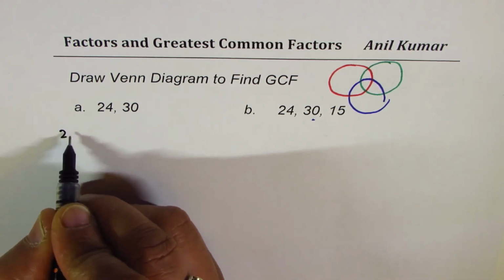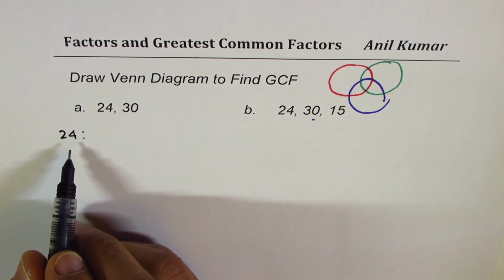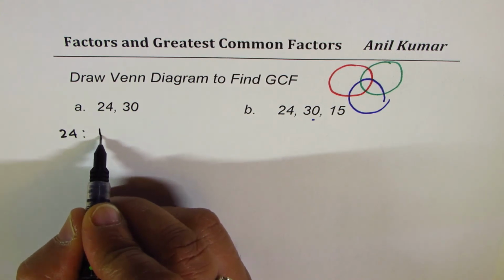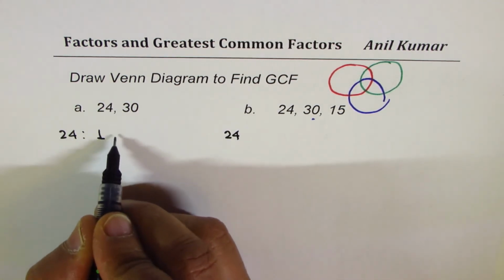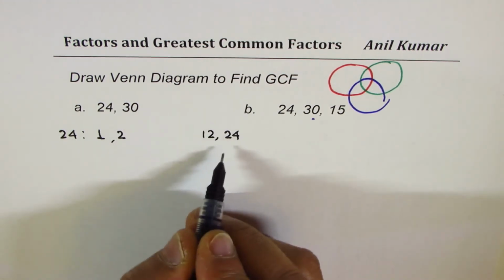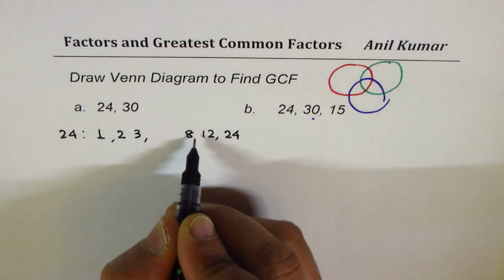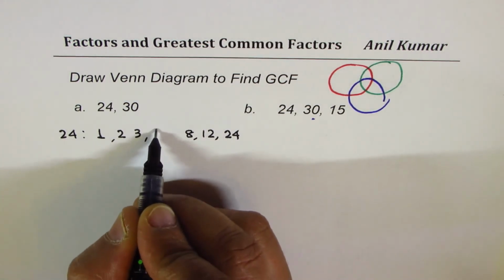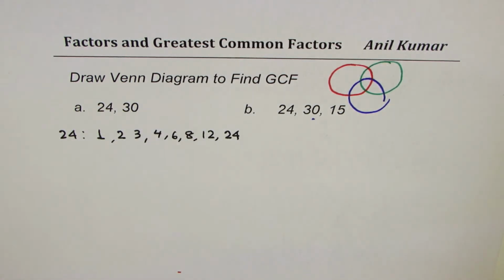First step is write all factors. So what are factors of 24? Let's list them. Factors of 24 are, start by writing 1 and 24, right? And then 2 and 12, right? 3 times 8 is 24 and 4 times 6 is 24, correct? So we get all the factors of 24.